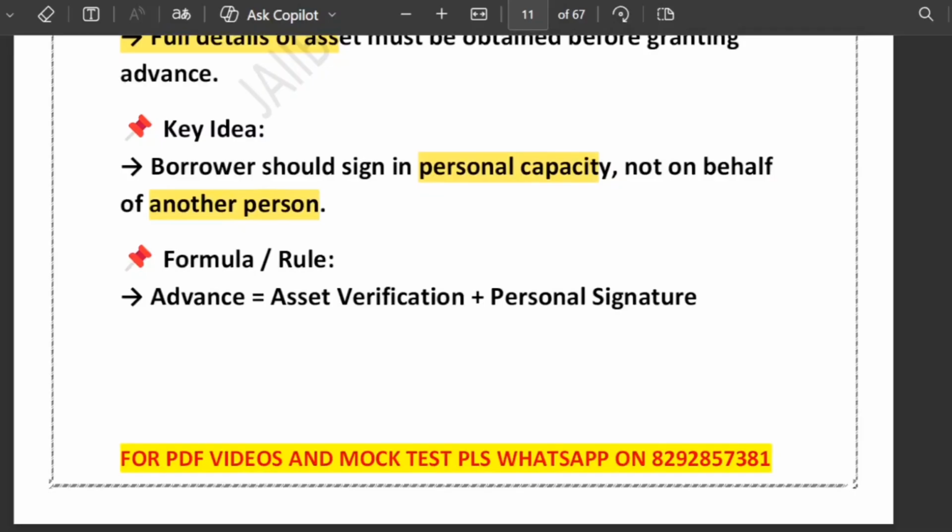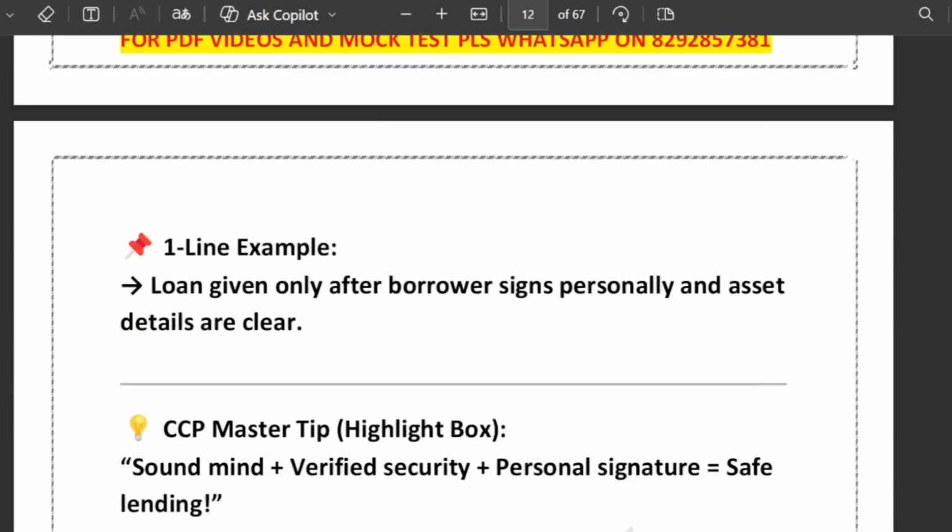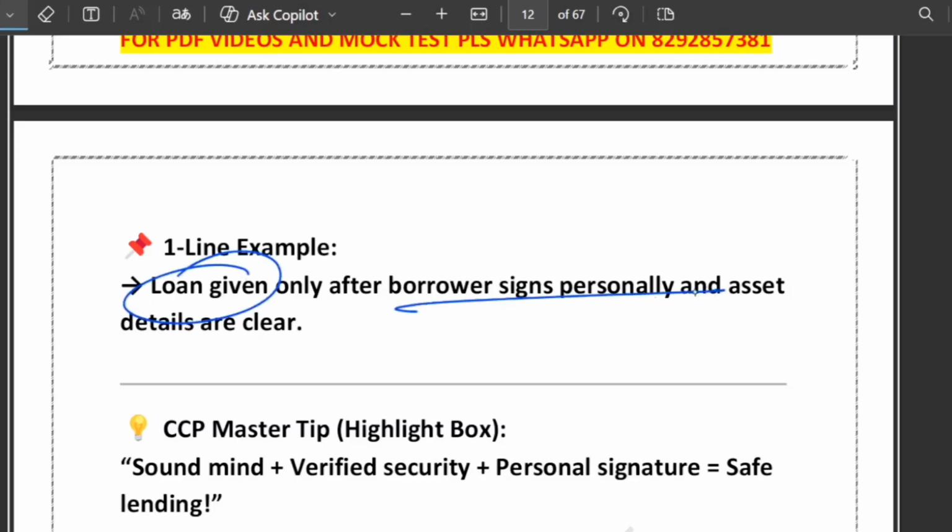So the formula is very simple. Advance means asset verification plus personal signature. For example, a loan is given only after the borrower has signed personally and asset details are clear. Only then will the loan be given. When the borrower signed personally and asset details are clear, then only.